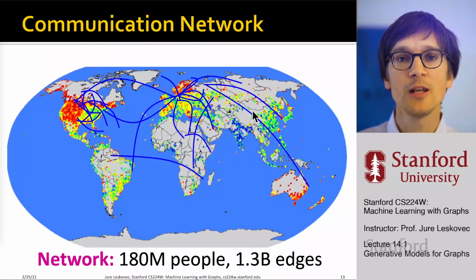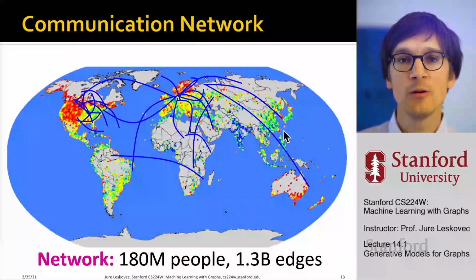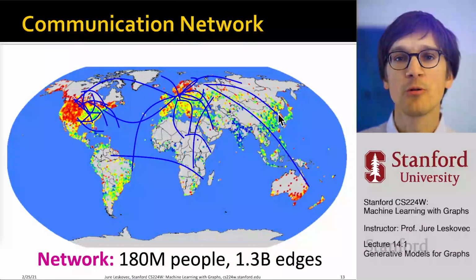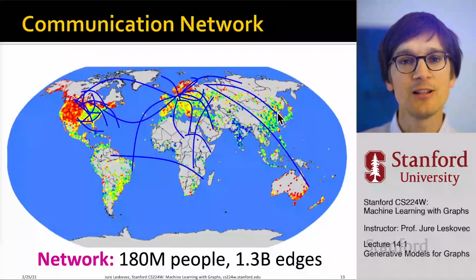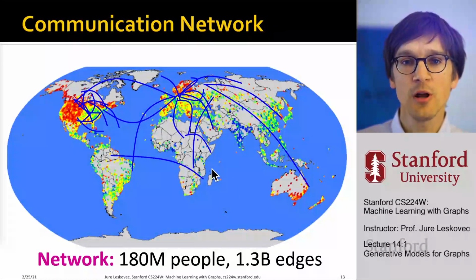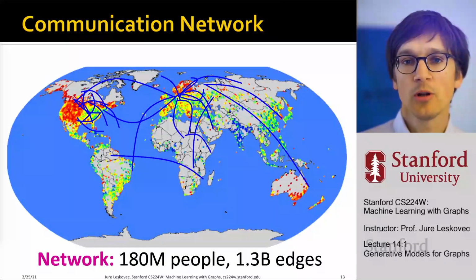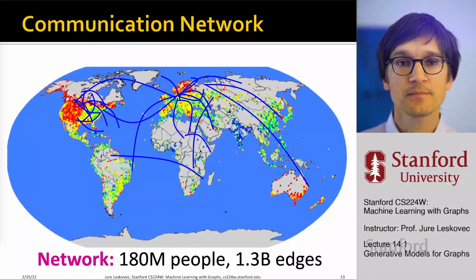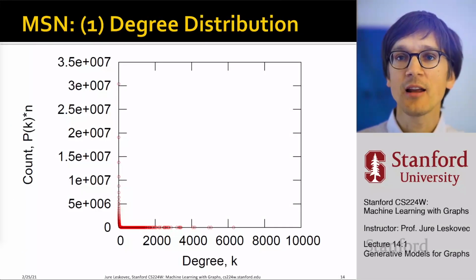And basically what you see is that they come from all over the world, except from North Korea, right? It seems that there were no users in North Korea, but everywhere else there are some users of this thing. So in total, we'll now have a network of 180 million people with 1.3 billion undirected edges between them. So now let's start characterizing this network.